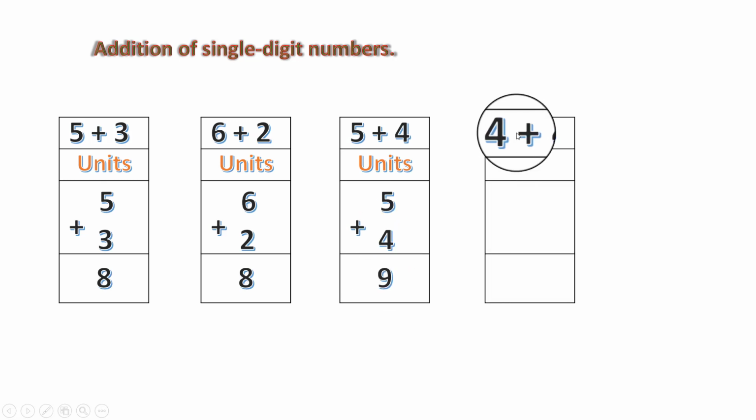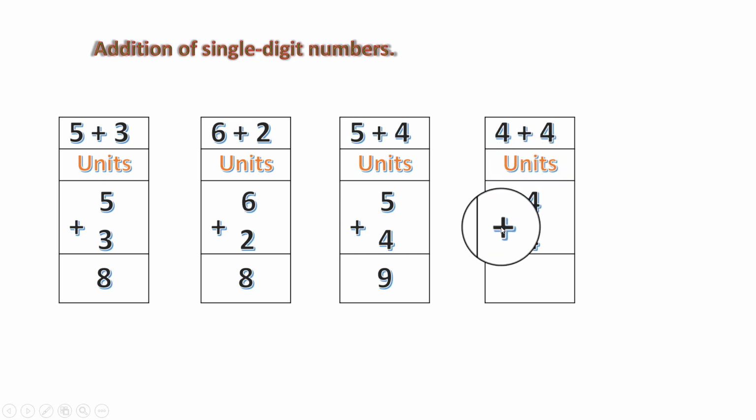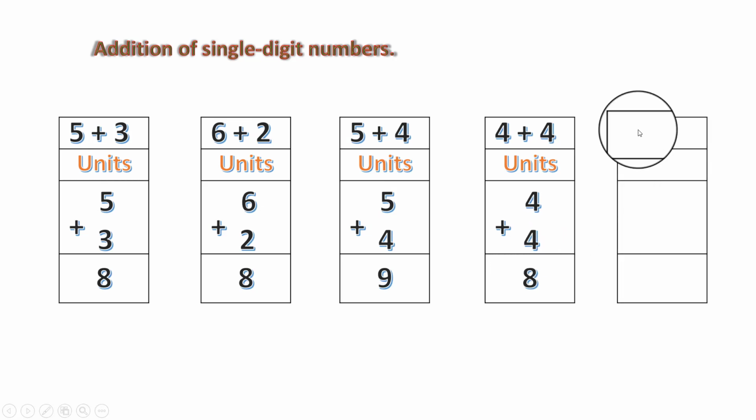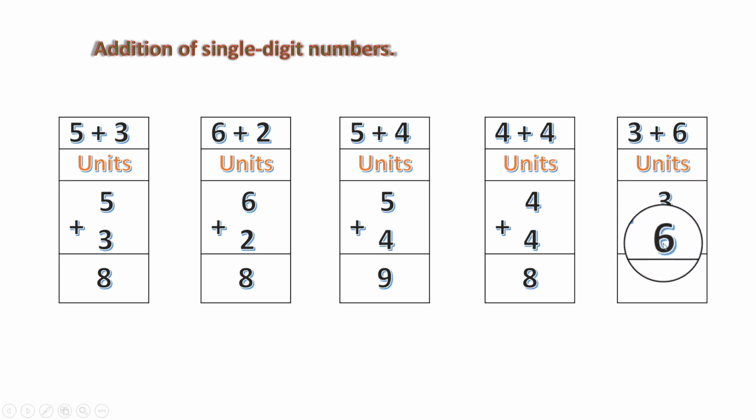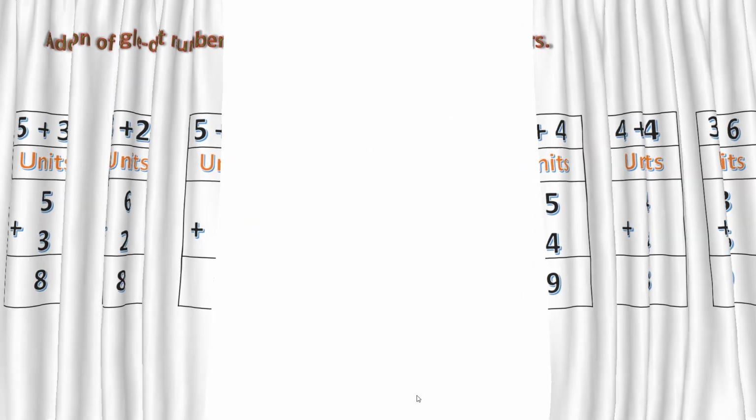Next example, 4 + 4. 4 and 4 are units and we write them in unit place. 4 + 4, we get 8. Another example we take, 3 + 6. Here it is 3 and 6, both numbers are units, so we write them in unit place in this way. 3 + 6, when we add them we get 9.